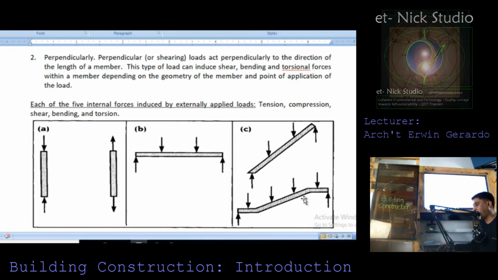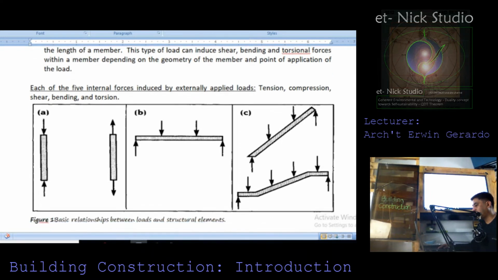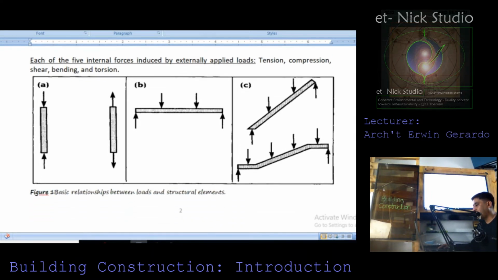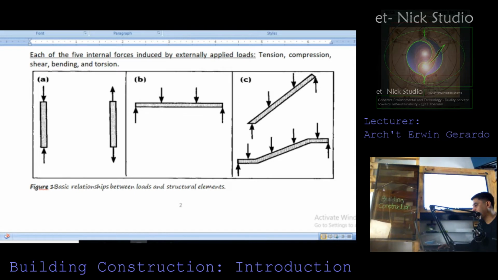So each of the five internal forces induced by externally applied load are tension, compression, shear, bending, and torsion. These are the basic relationships between loads and structural elements under Figure 1.